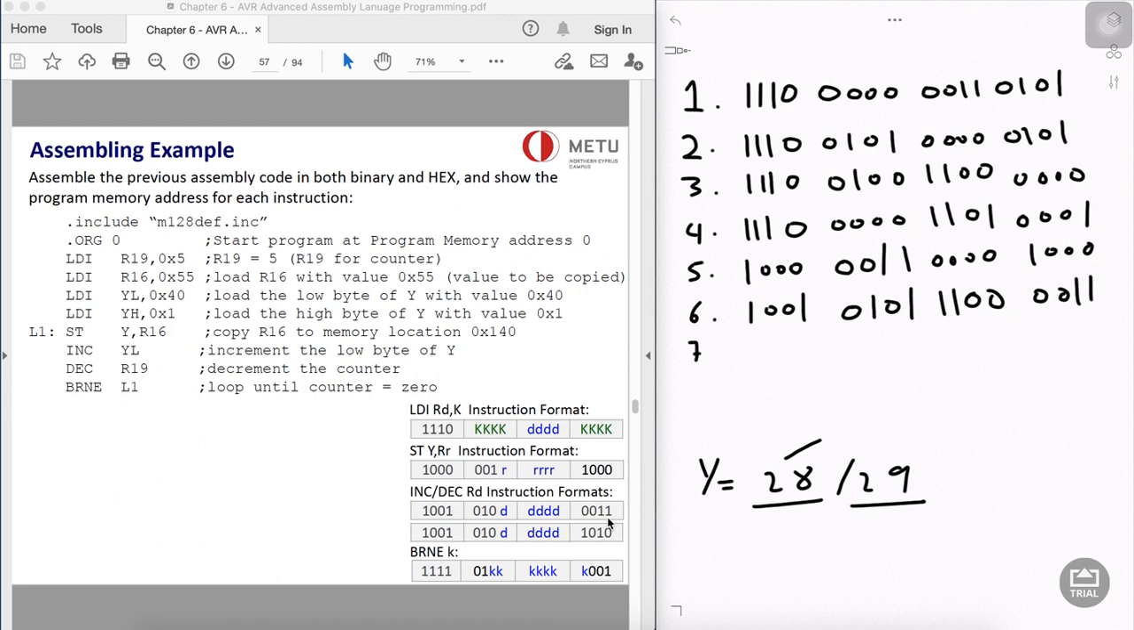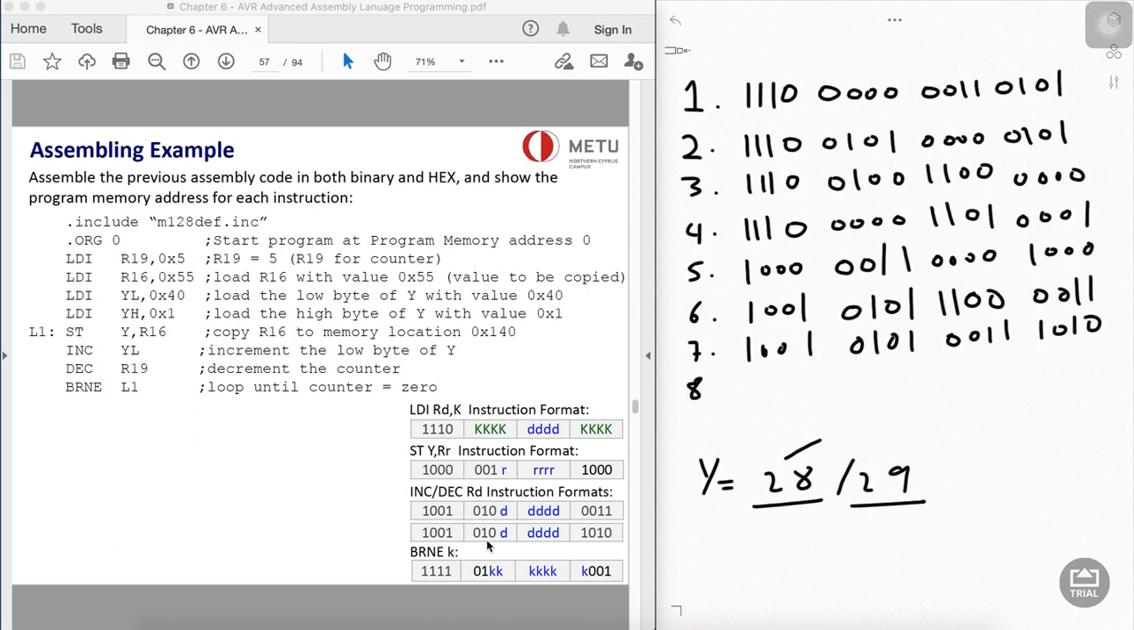Then instruction 7 is going to be decrement. So 1001, we are going to use that one. 010, it's going to be R19, so that's going to be 10011. And then we have 1010 for the opcode. So that's instruction 7.